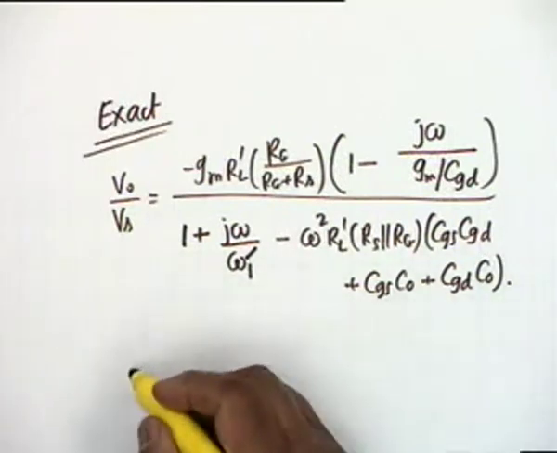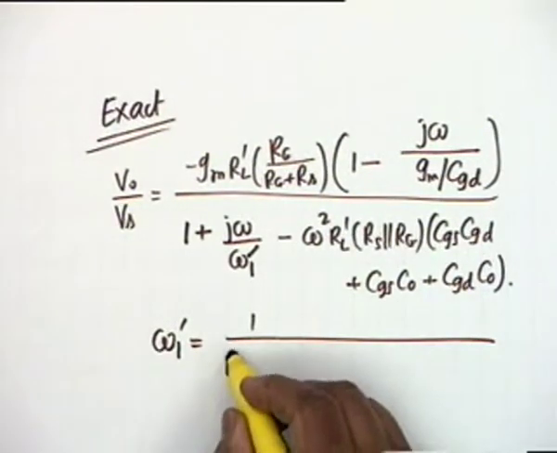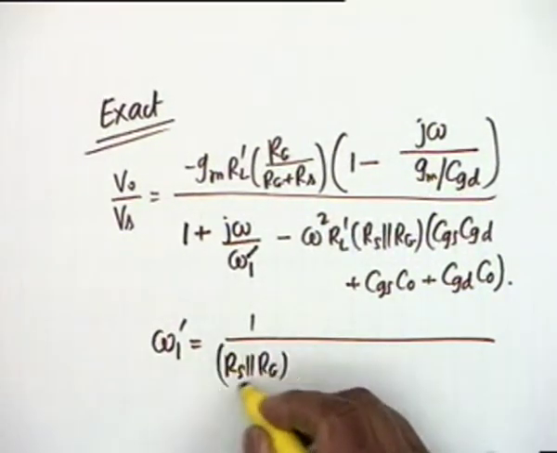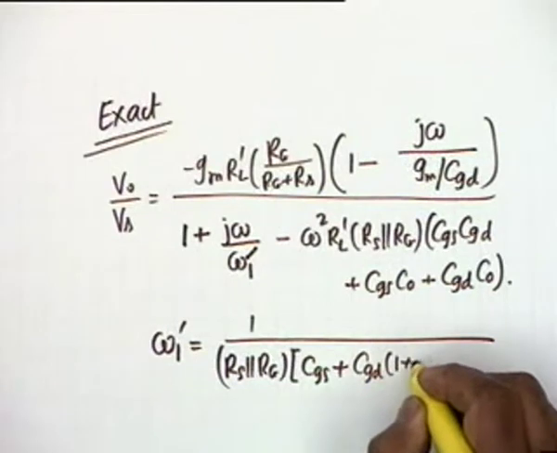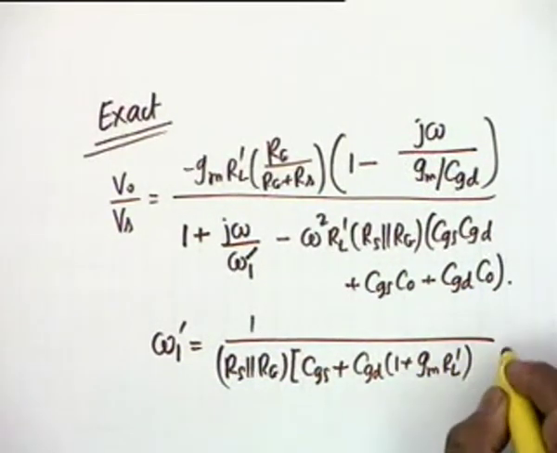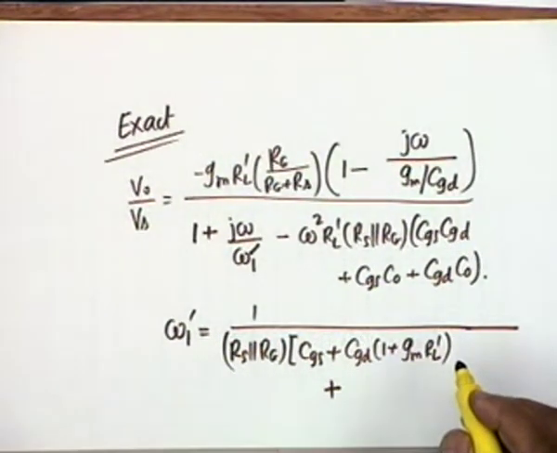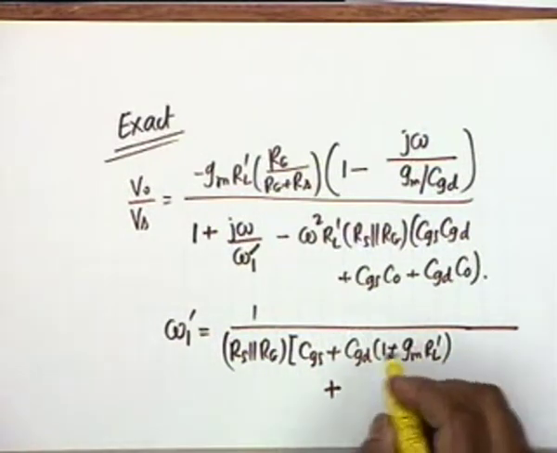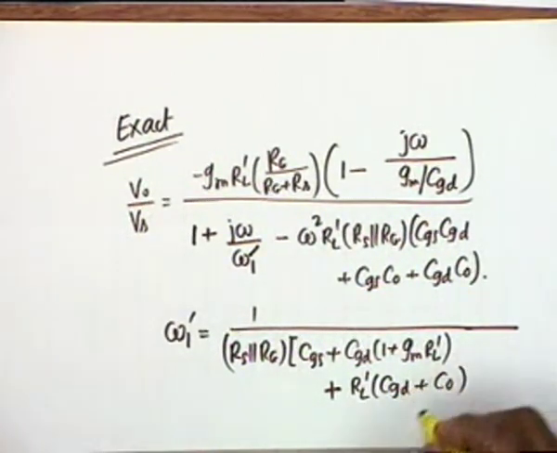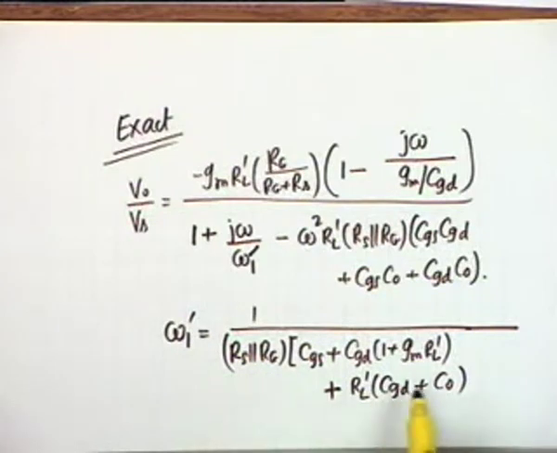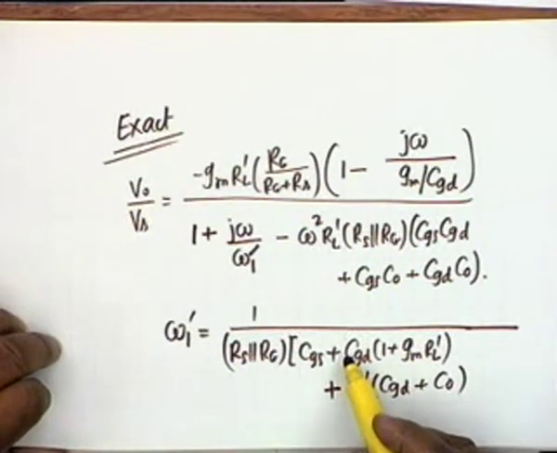I do have some calculations regarding exact values, but I think we can skip that. Omega 1 prime, the only difference is RS parallel RG times CGS plus the Miller capacitance, that is CGD times 1 plus GM RL prime. In addition, we have a term. Can you guess what this term is? Exactly like the previous case, it is RL prime times C0 plus CGD. That's it. And usually this term is negligible compared to the previous one.